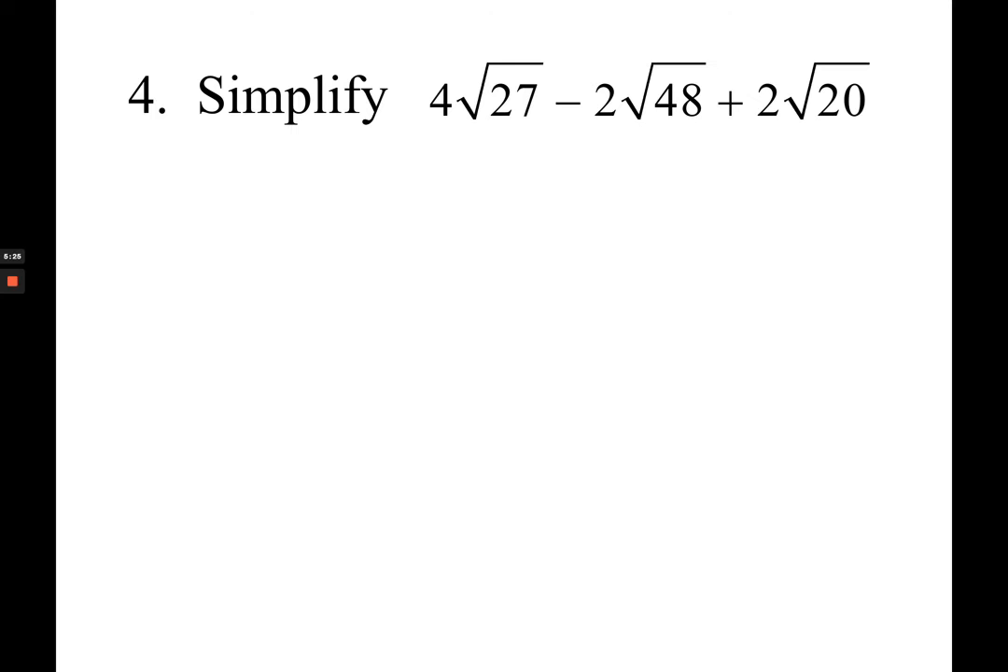Let's have another example. This time, it's not that easy. How do we combine? They have different radicals here. Simplify 4 square root of 27 minus 2 square root of 48 plus 2 square root of 20. Well, we learned on simplifying radicals that we can simplify a radical expression by factoring and making sure that one of the factors is a perfect number. Since we are dealing with square root, we are supposed to look for perfect square factors of the given.